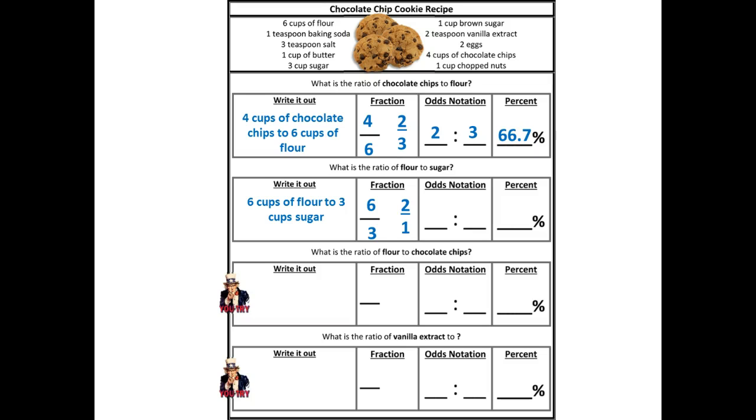I take my fraction, I turn it on its side, now it's in odds notation, 2 to 1 ratio. I can take my fraction and turn it into a percentage. 2 divided by 1 is 2. Multiply that by 100 to get 200%. On your own, try the next 2 examples. Write out the ratio in words, represented as a fraction, in odds notation, and as a percent.